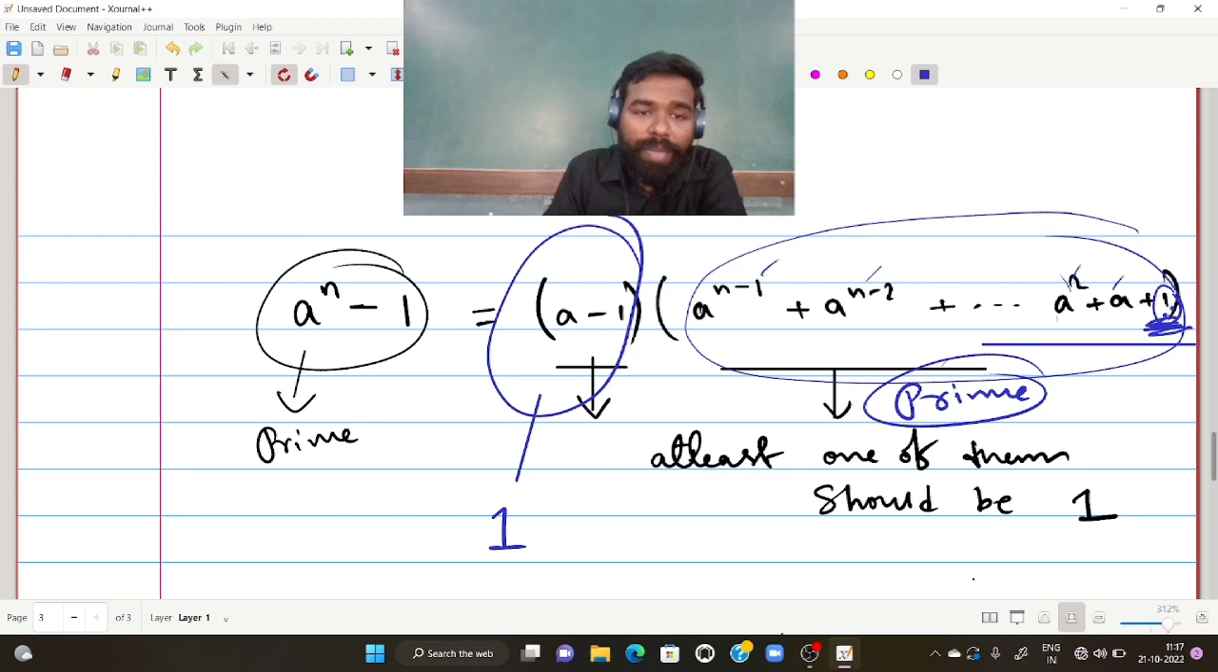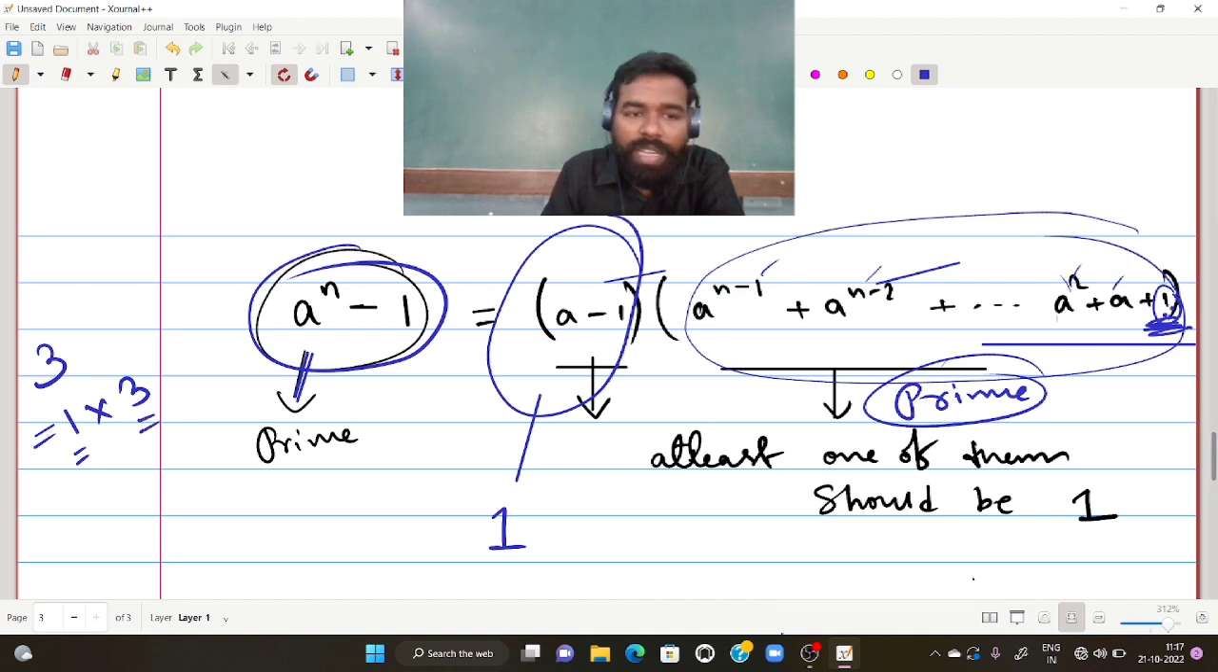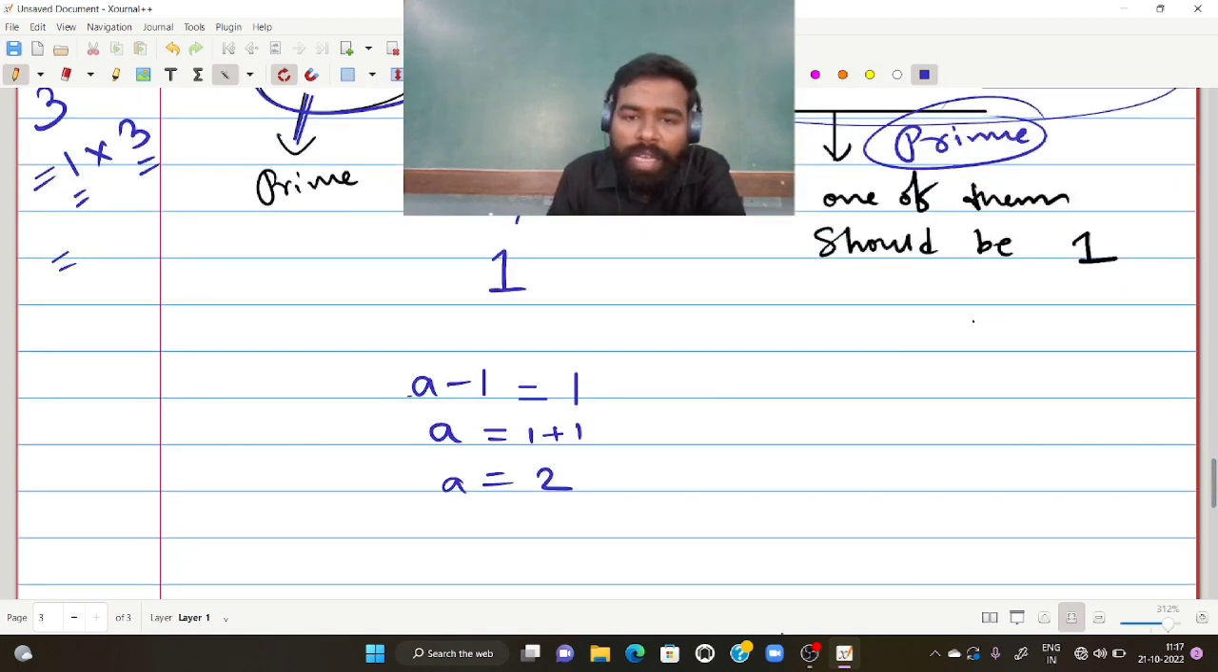And as they are claiming, they have given us in the statement that if this is prime, one of them must be 1 and the other one should be the other prime. Like if I take 3, so 3 means what? 1 into 3. So one number has to definitely be 1 and the other number 3 itself, okay. So the first one, the a minus 1 in the bracket, I have taken as equal to 1, and from that we have reached that a is 2.